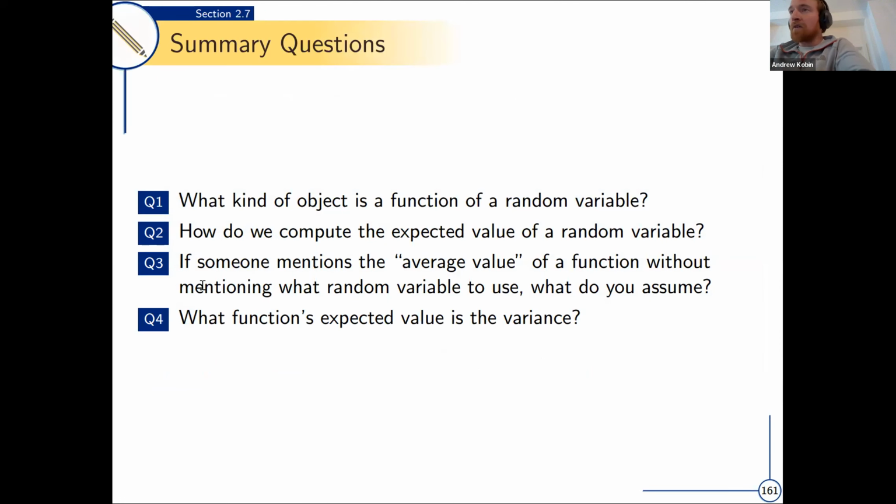Here are some summary questions, and I'll close with some exercises for you to work on. First, what kind of object is a function of a random variable? And given a function of a random variable, how do we compute its expected value? If someone mentions the average value of a function, what do you assume? How do you think about the average value of a function? And I'll add to that, knowing what you know now after this lecture, what's a new way of thinking about the average value of a function?